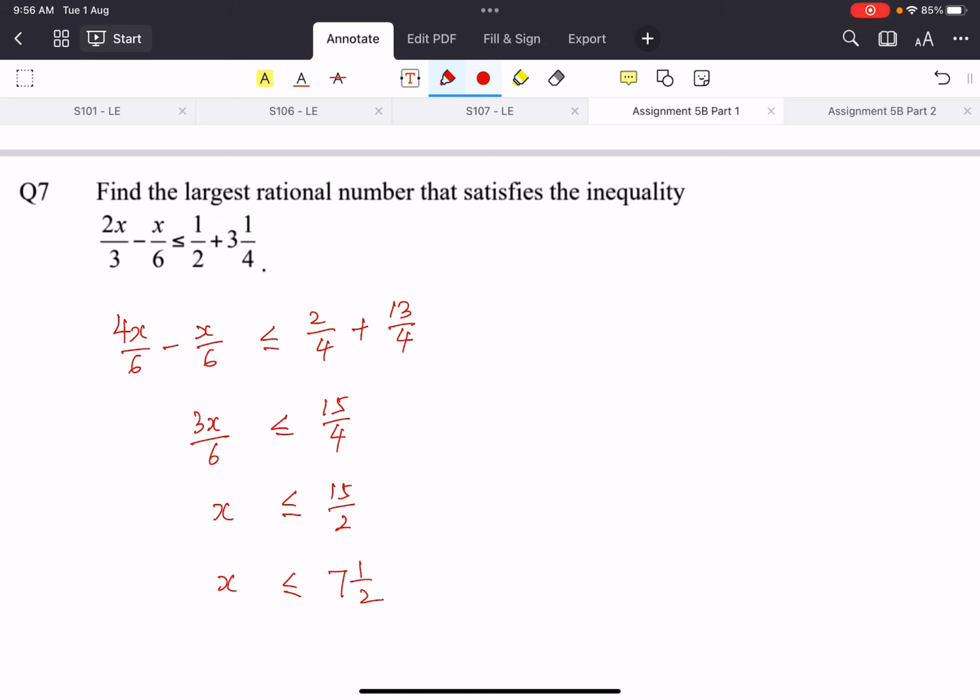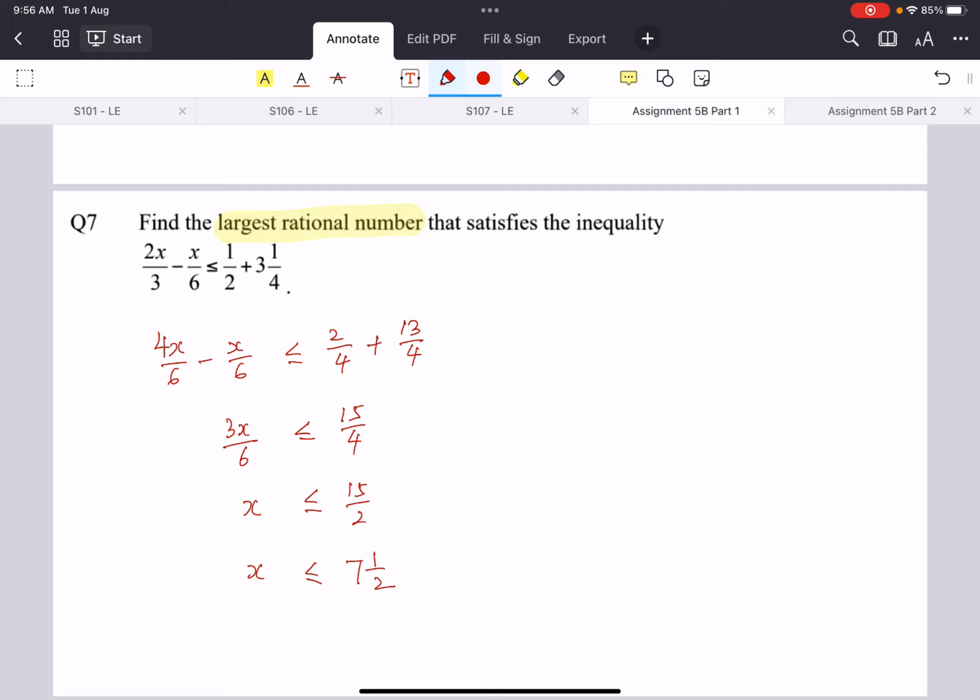Now the question asks for the largest rational number. Rational numbers are fractions, so this is fine. 7.5 is a rational number.